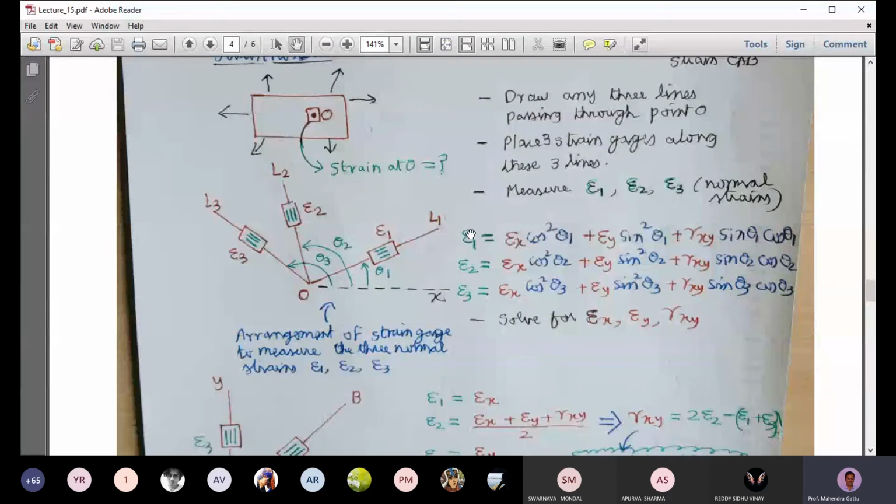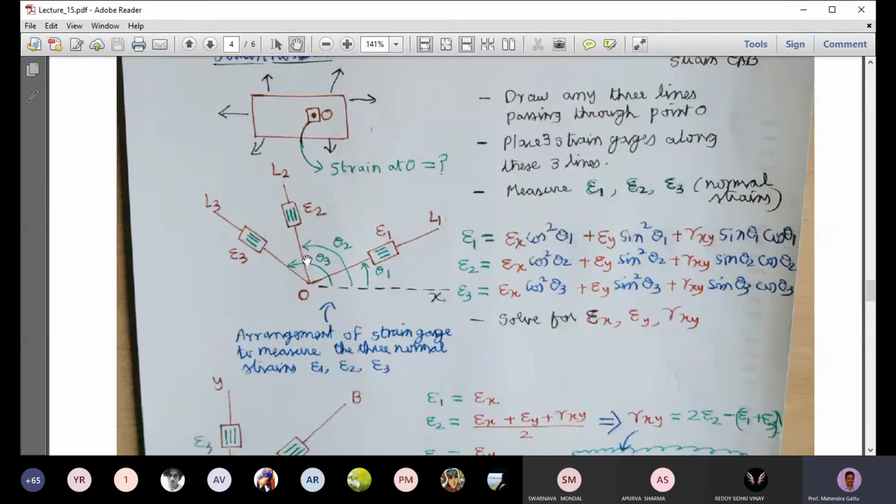Here the left hand side values are known: epsilon 1, epsilon 2, epsilon 3 are known. And what are the unknowns? We have three unknowns: epsilon x, epsilon y, and gamma xy. With these three equations, we can solve for those three unknowns and get the strain at point O, which corresponds to this axis, okay?